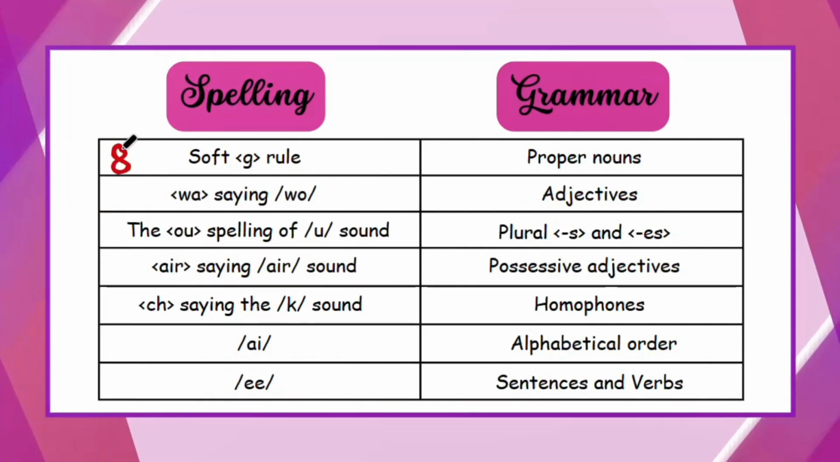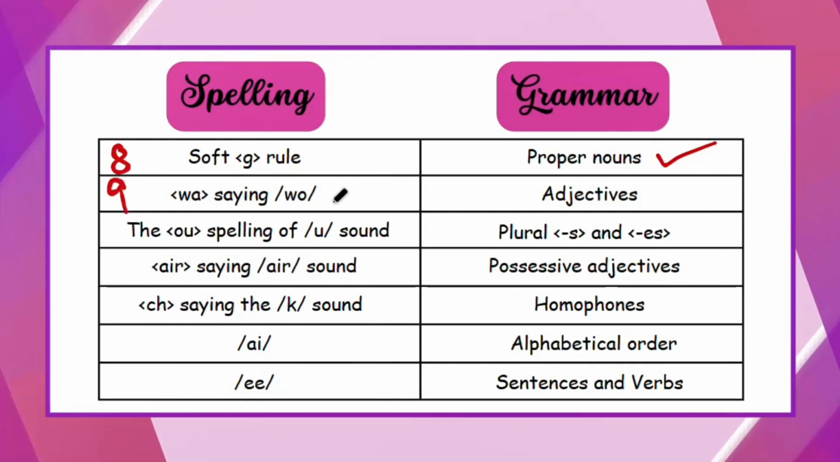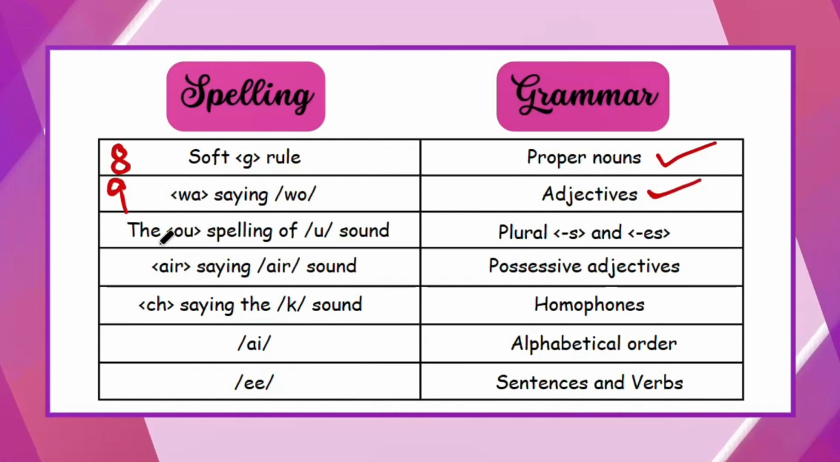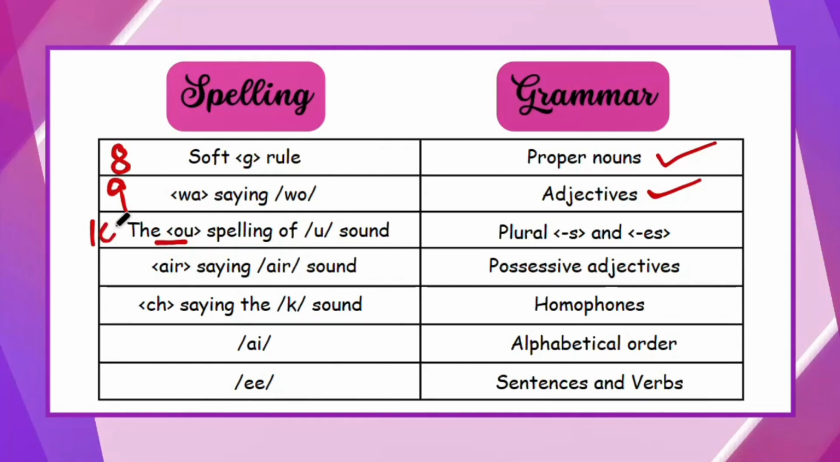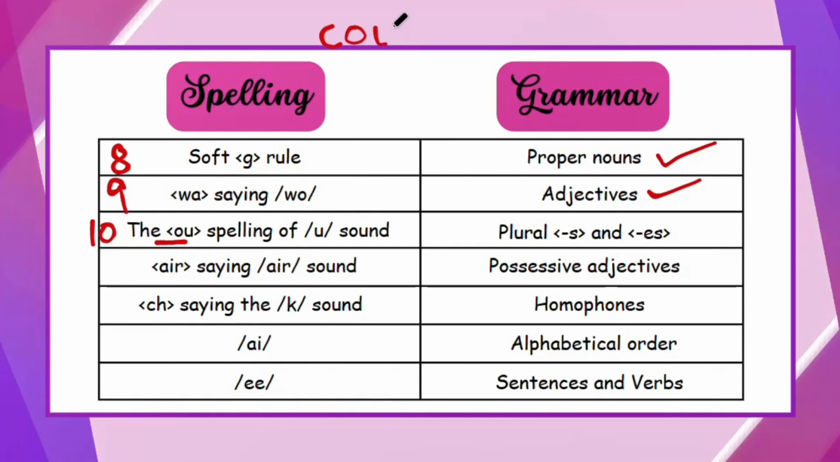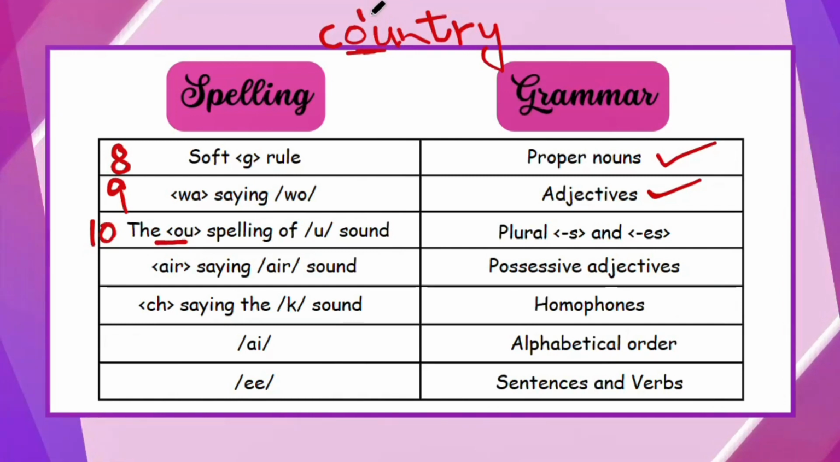This is week 8. You will teach them soft G rule and proper nouns. In proper nouns, you will teach them the spellings of names of days, names of months, and so on and on. The 9th week is WA saying the WA sound as in was, and in grammar, adjectives. Then OU saying the short U sound, say the word country or double or trouble. We write the word country like this, COUNTRY, but we say it with the sound OU, country, right? So you will teach this spelling pattern to them.